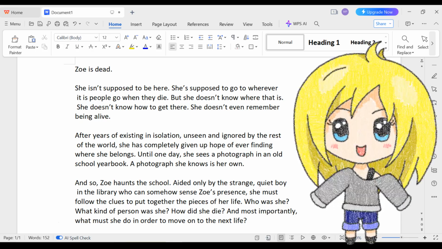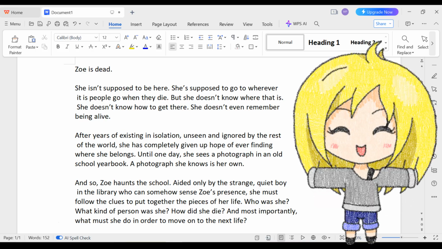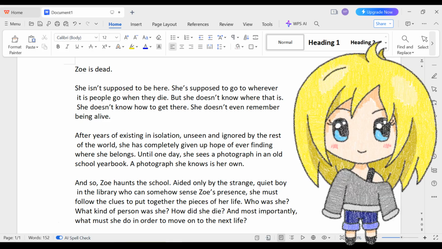Who is the boy in the library and why is it that he can communicate with her? Most of all, they will probably be wondering how she died. Did she die of natural causes? Was it an accident? Or was it something more sinister?